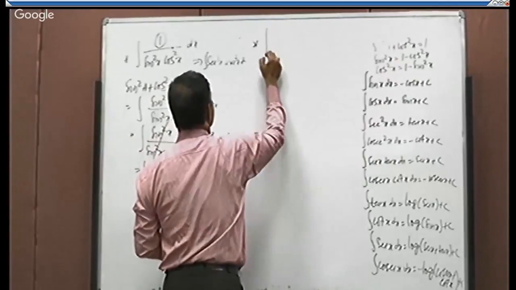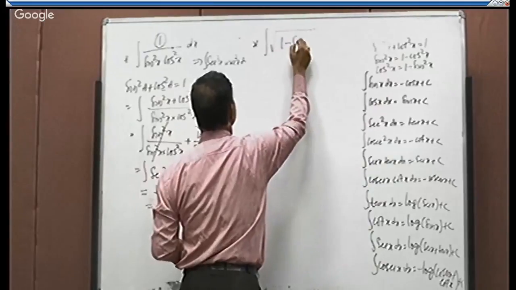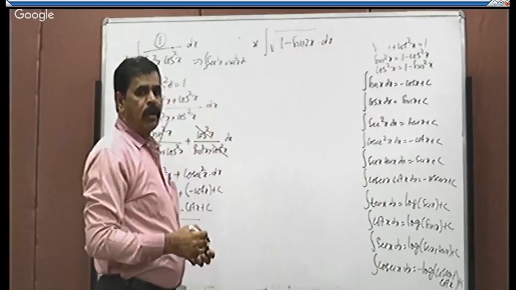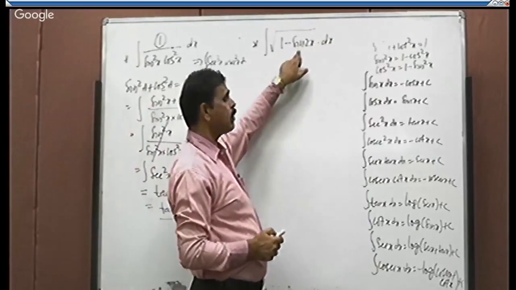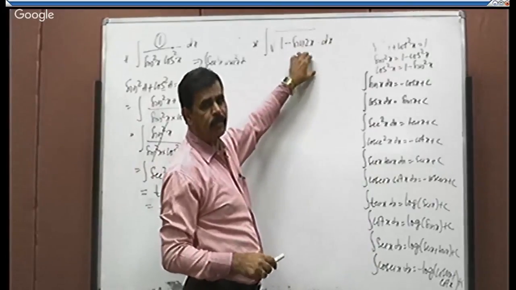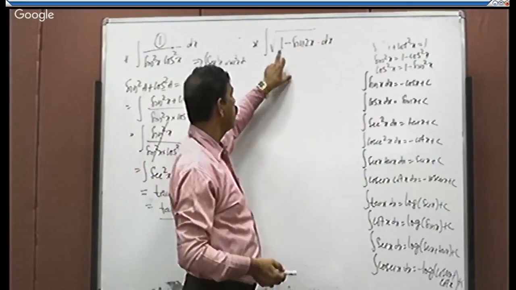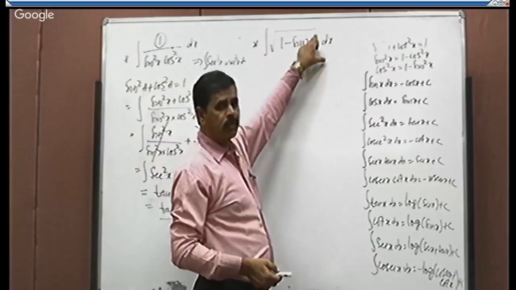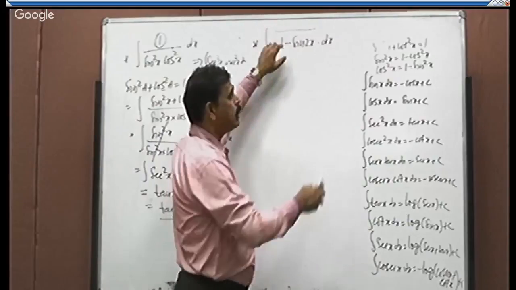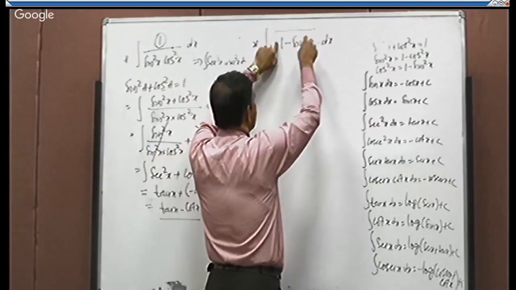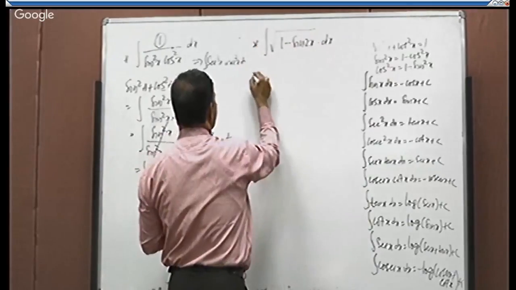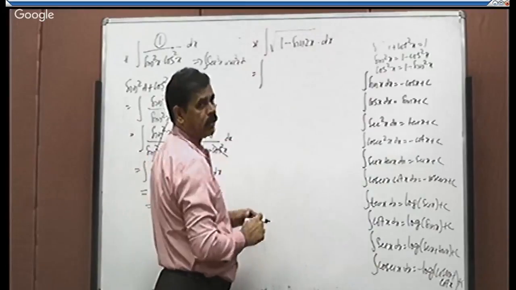Next one, integration of root of 1 minus sine 2x into dx. If it is only 1 minus sine 2x, we can integrate it directly. This can be integrated by the direct substitution method, which will be dealt with next. But now, because of that root, we cannot integrate directly. We need to cancel this root. It will get cancelled only when it is the root of the same thing squared. So in that direction you think of it.